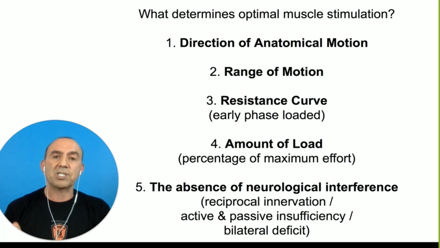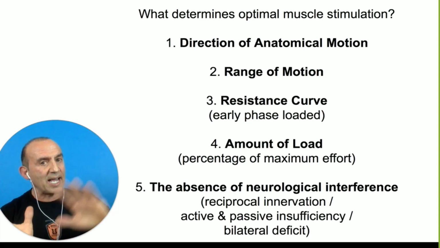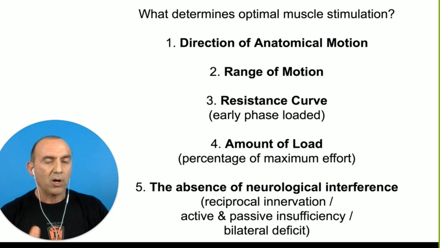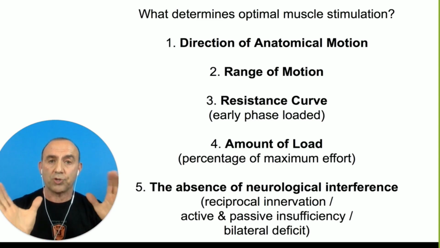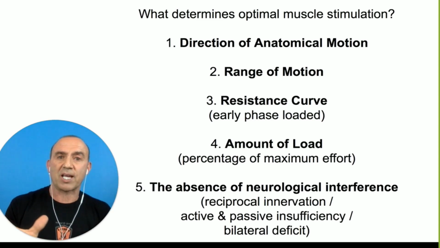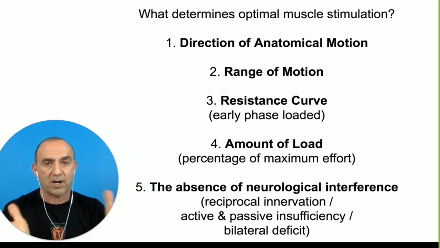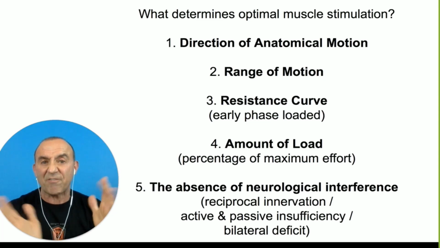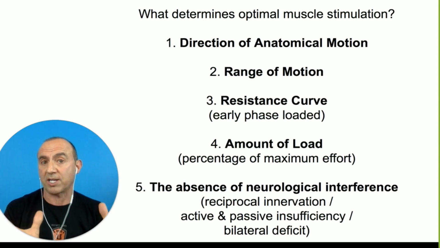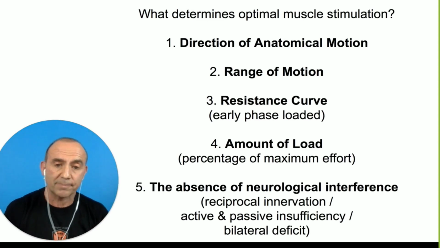It needs a resistance curve that is either early phase loaded and gets lighter toward the end of the range of motion, or it needs a continuous tension. But what you don't want is an exercise that deprives the early part of the range of motion of significant resistance, because that's where the muscle is strongest and that's where it needs it most.